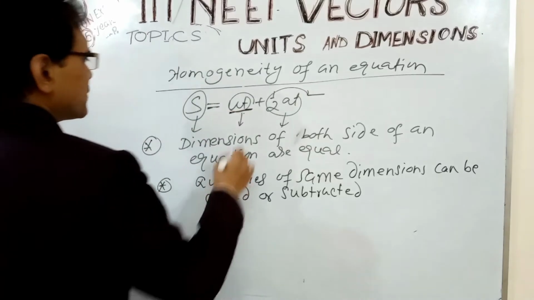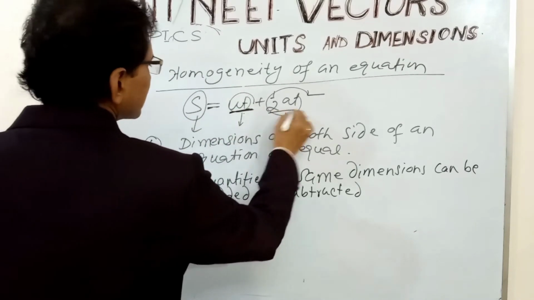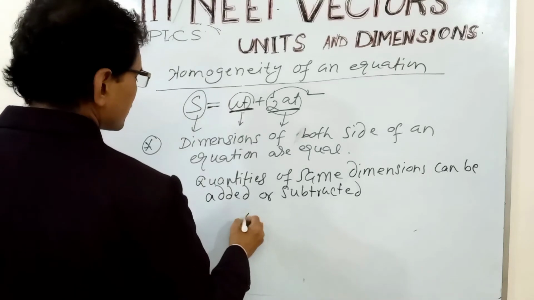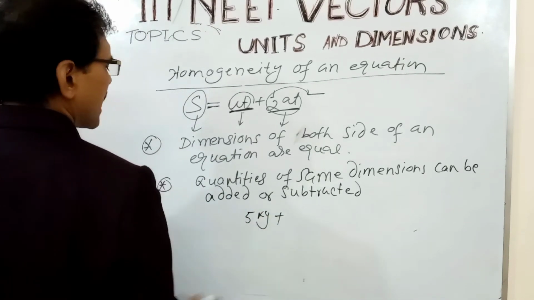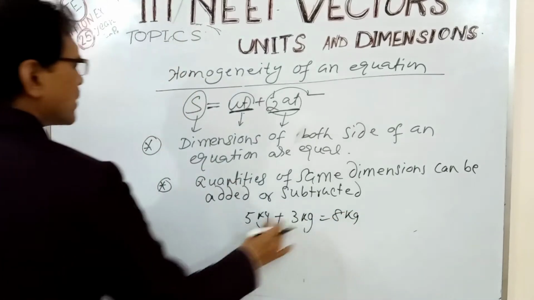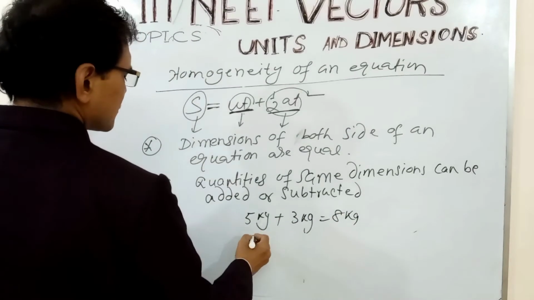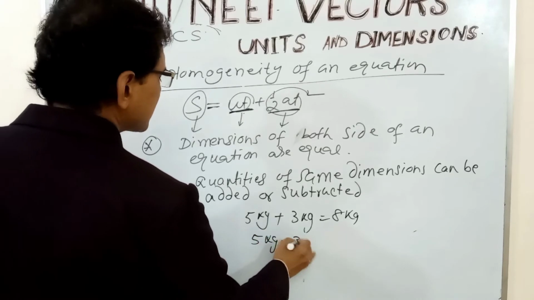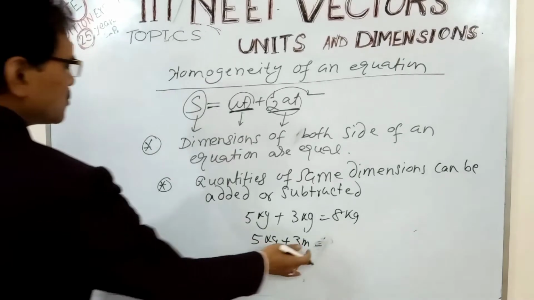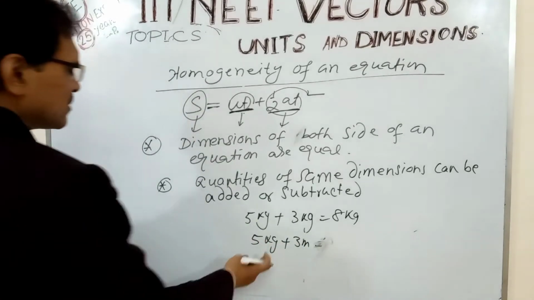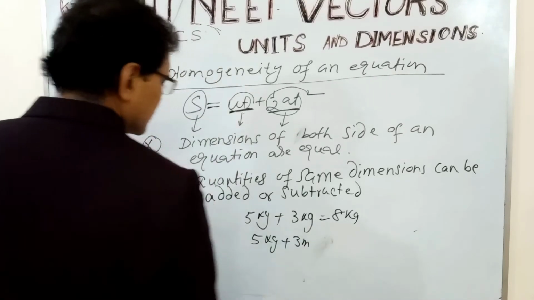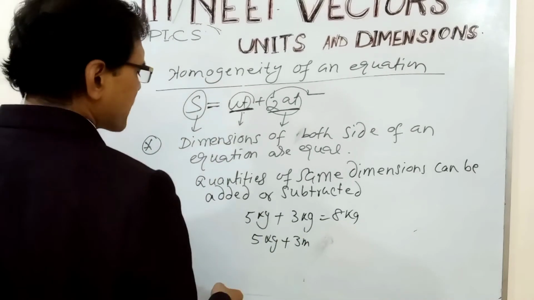If the dimensions of this quantity and this quantity are the same, then we can add them. Because from common sense, we know 5 kg plus 3 kg we can add. Both are mass, so we can add. But we cannot add 5 kg plus 3 meter, because these are two different units. This is a unit of mass, this is a unit of length. So we cannot add.